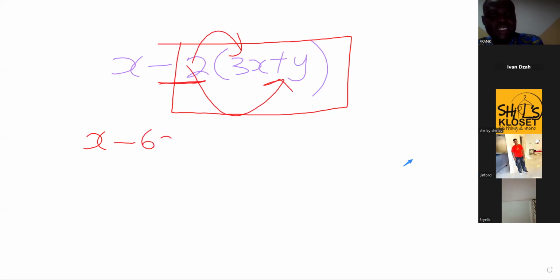Negative 6x is the multiplication. Then negative 2 times y, that will be negative 2y.